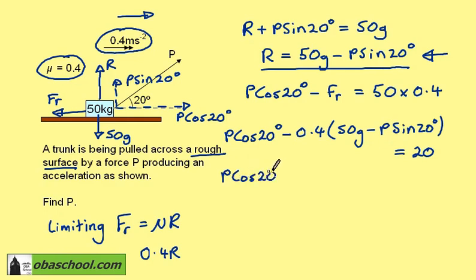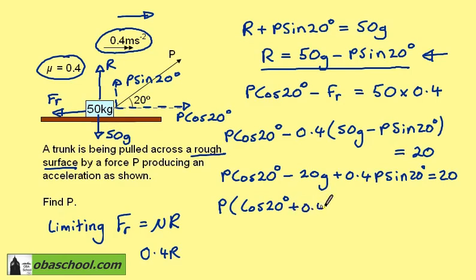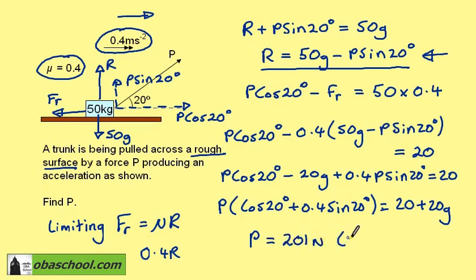Expanding, we get P cos 20 take away 0.4 times 50g, which is 20g, plus 0.4 P sin 20 is equal to 20. Keeping the P's together and taking out a common factor of P, we get P into cos 20 plus 0.4 sin 20, and that must be equal to 20 plus 20g. P is then going to be equal to the right hand side divided by the contents of the bracket. And this evaluates to 201 newtons, correct to 3 significant figures.